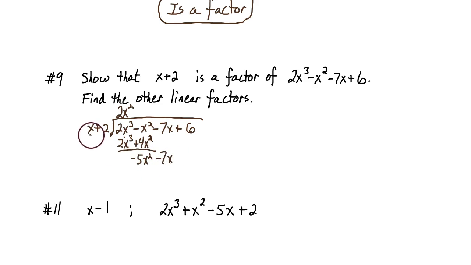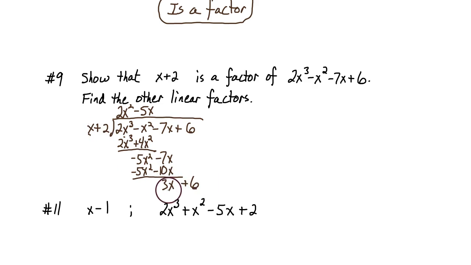Now focus on leading terms again, on the x and the negative 5x squared. X times negative 5x is negative 5x squared. And negative 5x times 2 is negative 10x. Now subtract. Negative 7x subtract negative 10x is 3x. And bring down that plus 6.